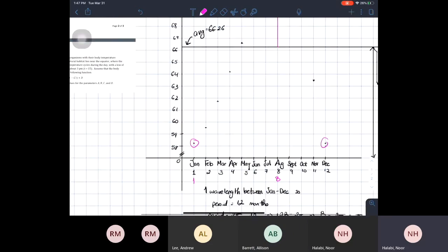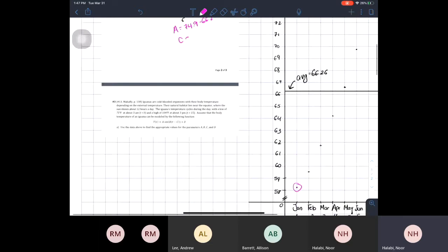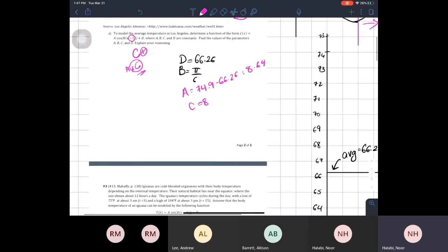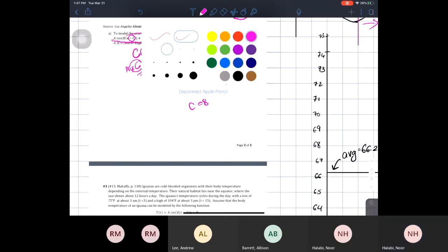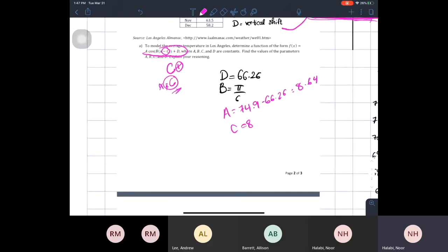Bye, Ash. Anyway, we shifted right 8 units, so that means my C has to be 8. So the whole equation will be: what is A? It was 8.64, so 8.64 cosine. B was pi over 6. And then x minus 8, plus 66.26.